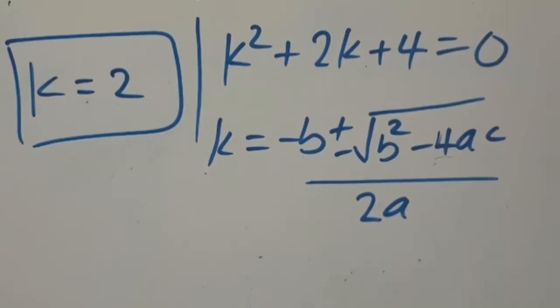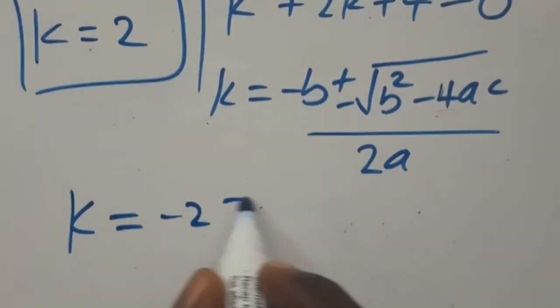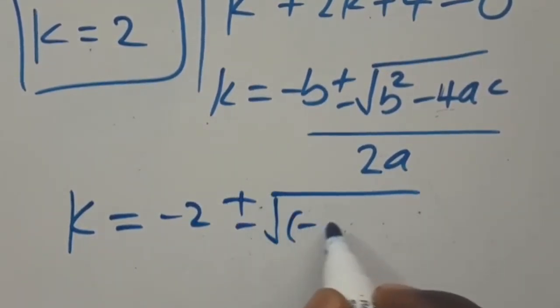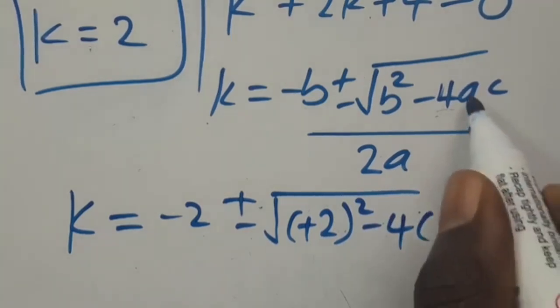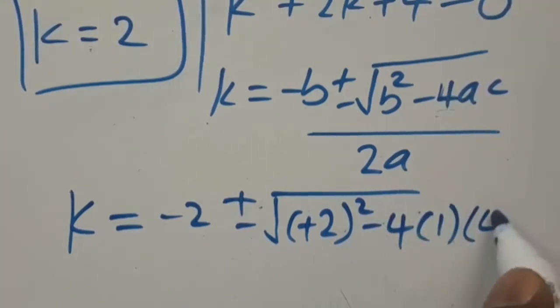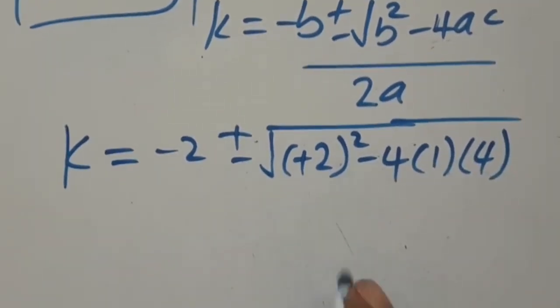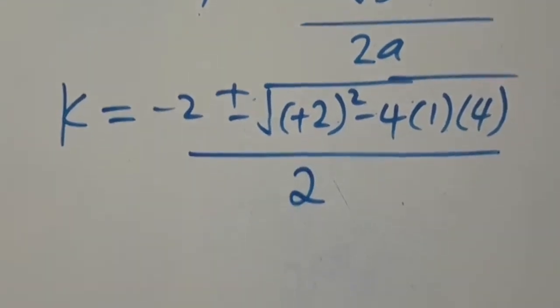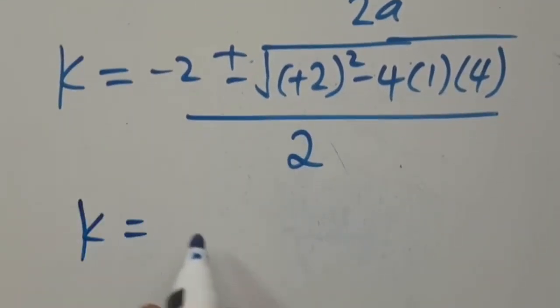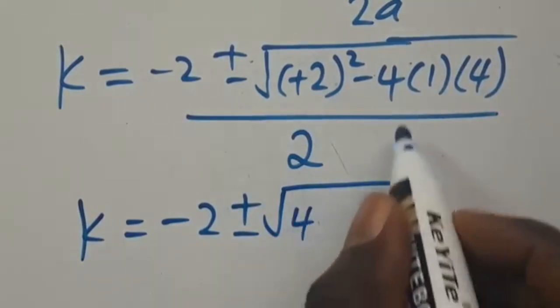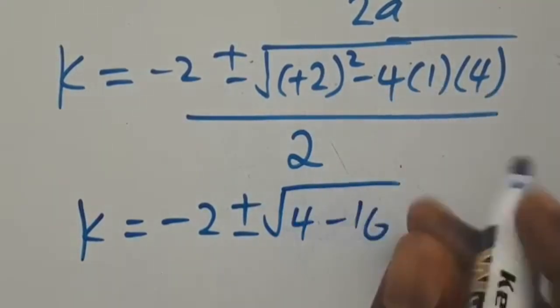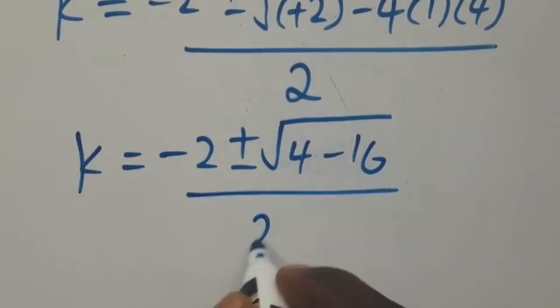So from here, we are going to have our k to be equals, our b equals 2, so here will be minus 2, then positive or negative root of plus 2, all in bracket to the power of 2, minus 4 multiplied by a is 1, our c is 4. Then all divided by 2. So we have k to be equals minus 2, positive or negative. Root of this will be 4. 4 times 1 times 4 will be minus 16. Then all divided by 2.